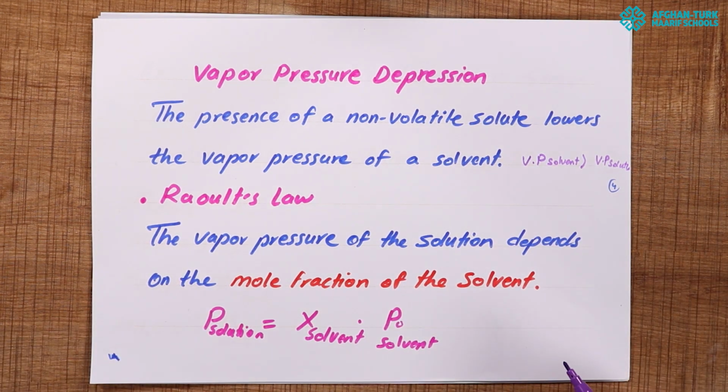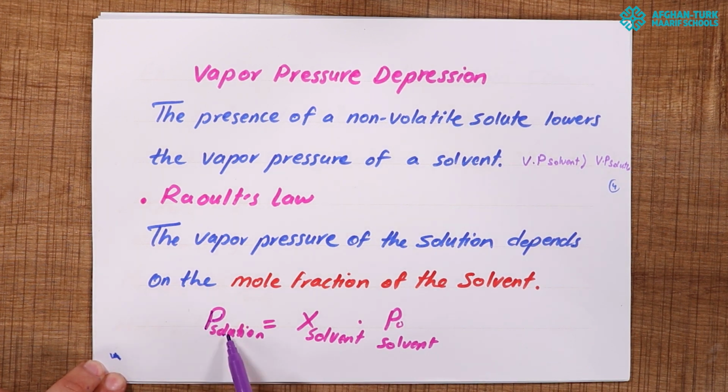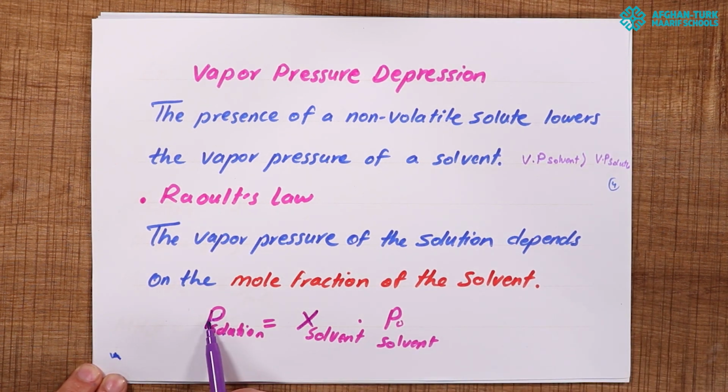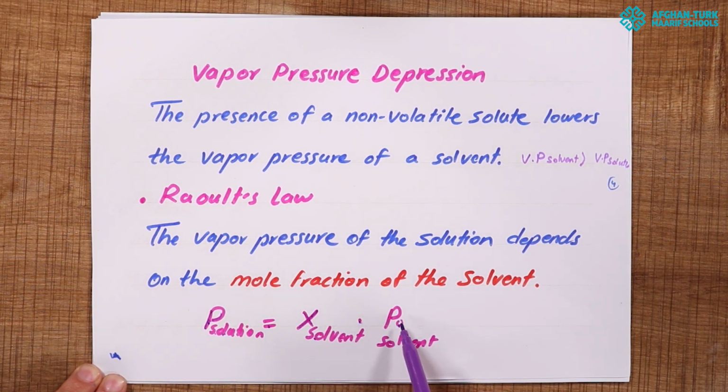According to the vapor pressure depression rules, there is a law. It says that the vapor pressure of a solution is directly proportional to the mole fraction of a solvent. What does it mean? For example, when we have more mole fraction of water, the vapor pressure will also be increasing. We will have more vapor pressure. Vapor pressure of solution is equal to the mole fraction of solvent times P0. P0 shows the vapor pressure of the pure solvent.